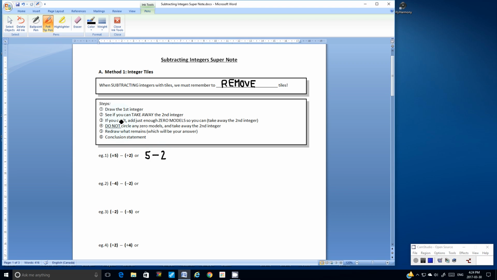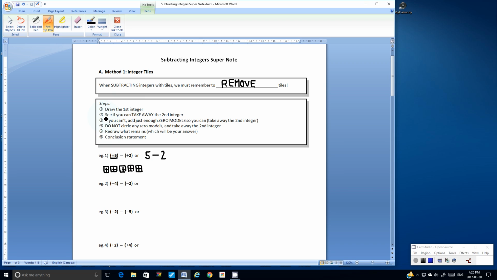All right, let's go through our steps. Step 1, we draw the first integer. The first integer is positive 5, so let's draw that neatly here underneath the question. Positive 5 is simply 5 positive tiles. Okay, so we've taken care of step 1. Draw the first integer. Positive 5, 5 positive tiles.